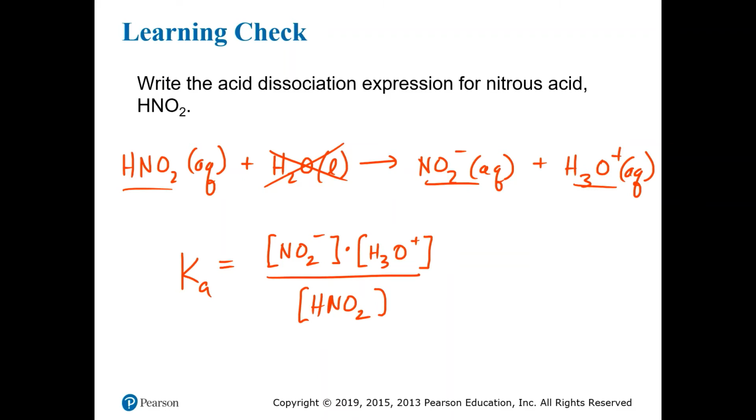Remember, this is the undissociated form of nitrous acid. Notice that there are no exponents in any of this because the coefficients for all of these species in the equation are 1, and it balances out that way. Also, remember that we left out the H2O because H2O is in the liquid phase, and you can leave solids and liquids out of an acid dissociation expression.